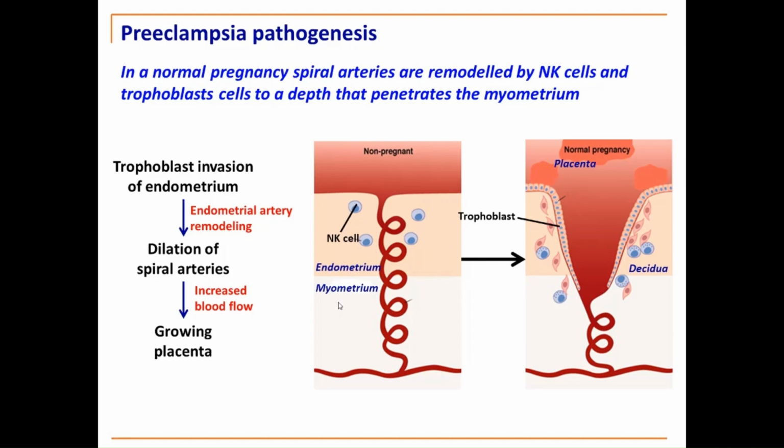Because remember, the trophoblasts form the outer layer of the blastocyst, which provides the nutrients to the embryo and develops into the large part of the placenta. Just so that you know, the decidua, which is written on the right-hand side there, just means remodeled endometrium. So you can see a non-pregnant individual, you can see a normal pregnancy with the remodeled spiral arteries allowing lots of nutrient delivery. But if the trophoblasts fail to invade properly, then you don't get that proper remodeling of the spiral arteries.